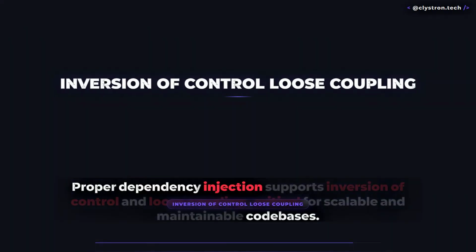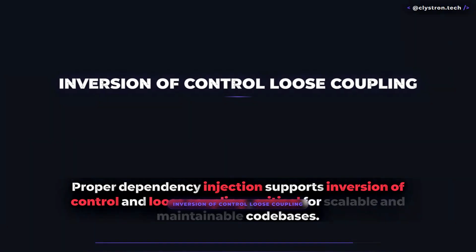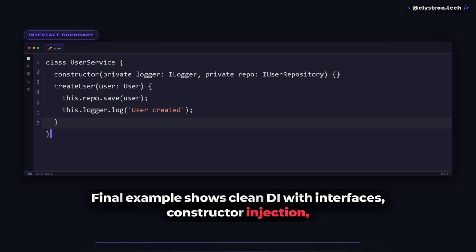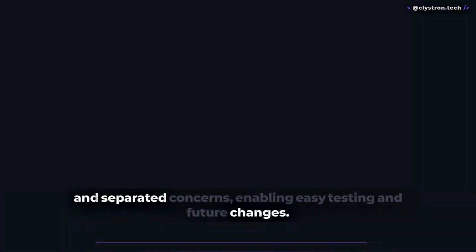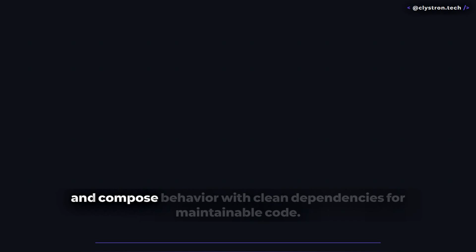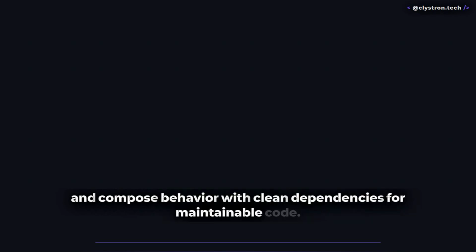Proper dependency injection supports inversion of control and loose coupling, critical for scalable and maintainable codebases. Final example shows clean DI with interfaces, constructor injection, and separated concerns, enabling easy testing and future changes. Remember, name each responsibility clearly, hide what changes behind abstractions, and compose behavior with clean dependencies for maintainable code.